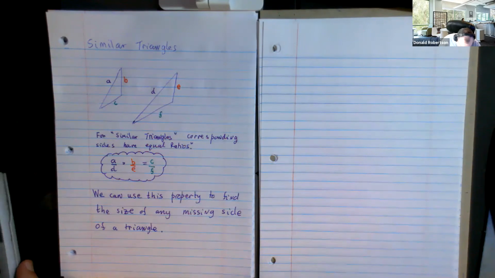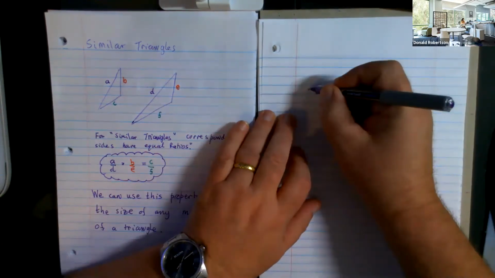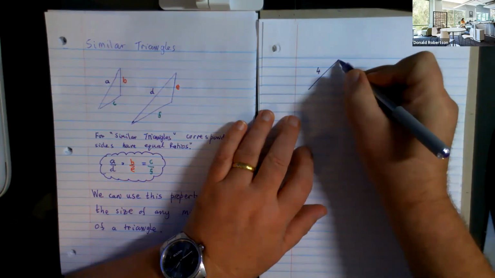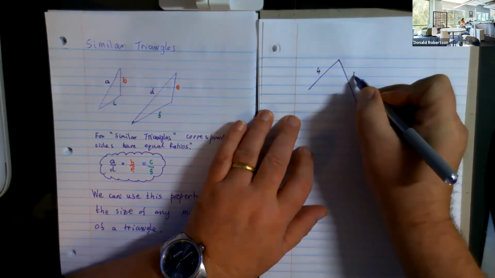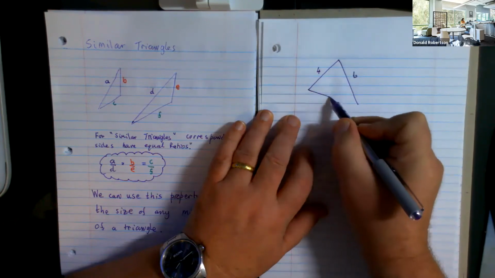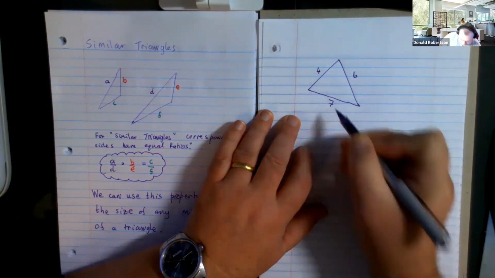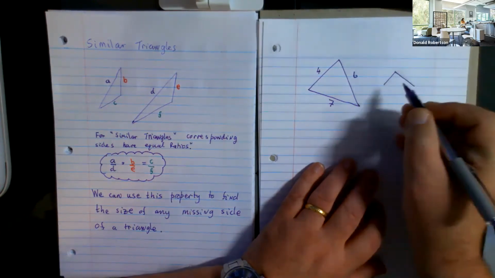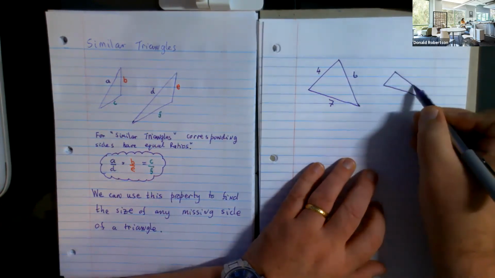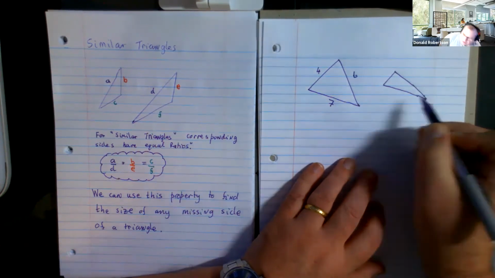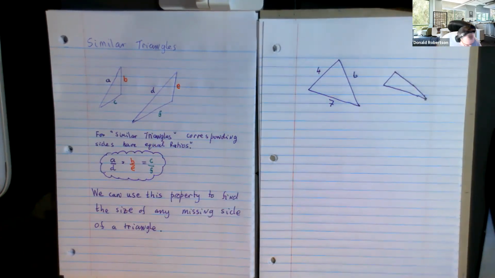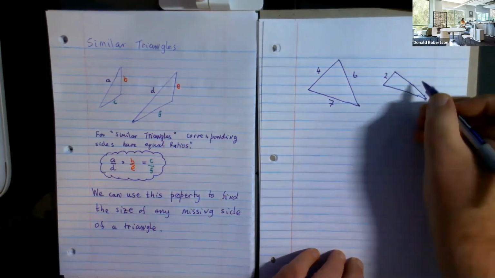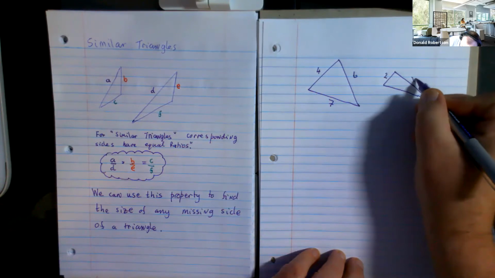So let's pretend that this guy was 4, this guy was 6, this guy was 7. And we have a little baby version of it over here. And if it doesn't look like it, can you pretend that it's the same shape? Because I'm really bad at drawing these things. And we'll have this guy as 2. And I'll call this guy X.